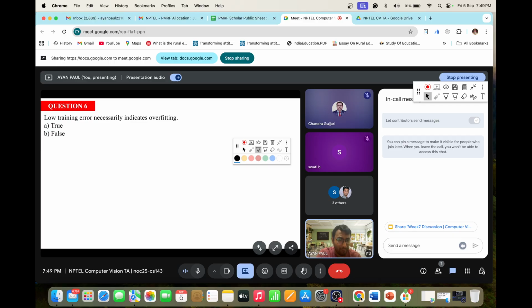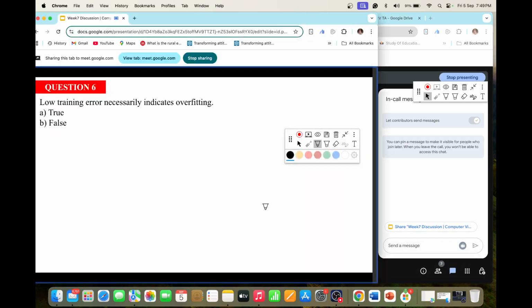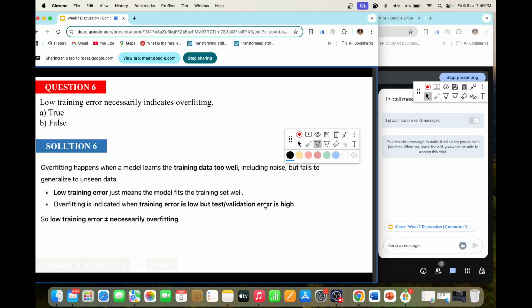So this is actually a partial statement, so that is why we cannot say anything regarding this. So that is why this is actually a false statement.